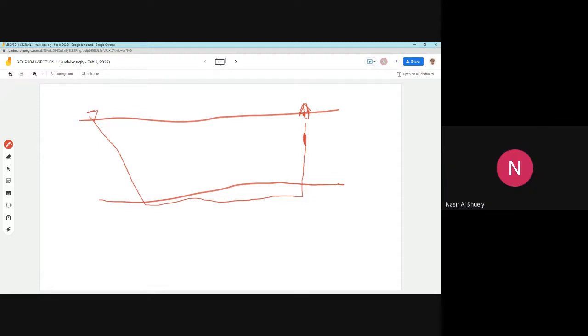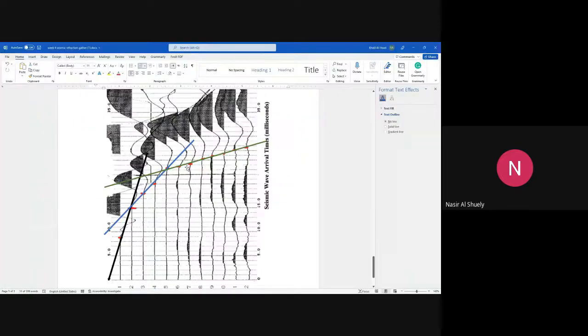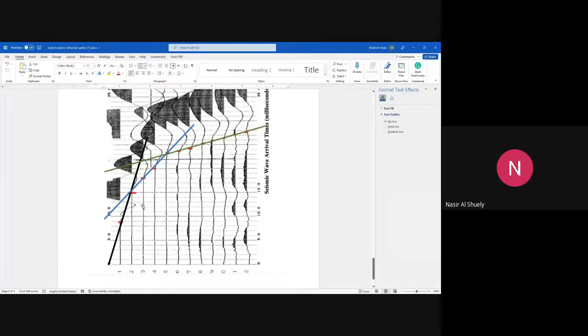Yes. And then, doctor, another question about the critical distance here. Can this be considered the critical refraction?